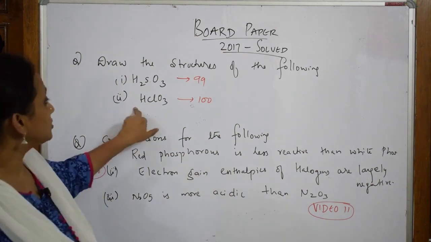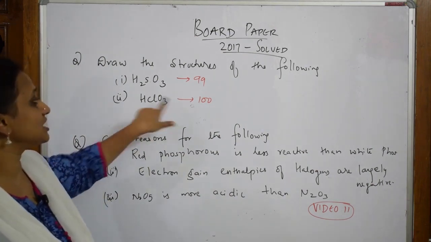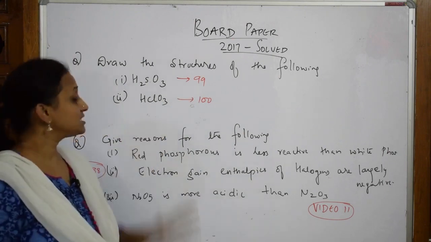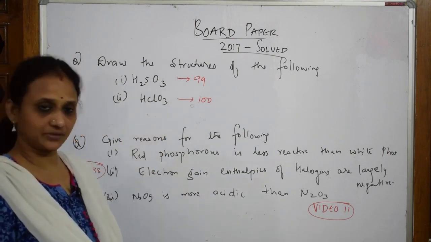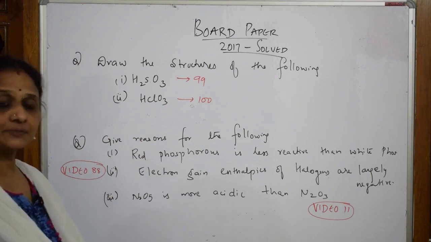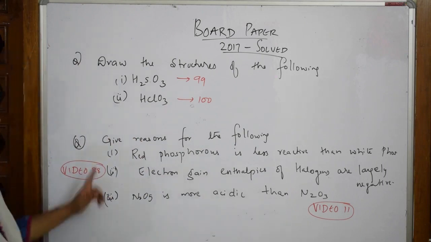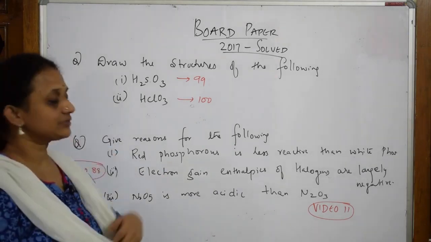So they've asked us to draw the structure of H2SO3, which I did in video number 99, and HClO3, which I did in video number 100. Done. Oxoacids of sulfur and chlorine. That is your halogen. Now they've given us one more question. Give reasons for the following. Red phosphorus is less reactive than white phosphorus.